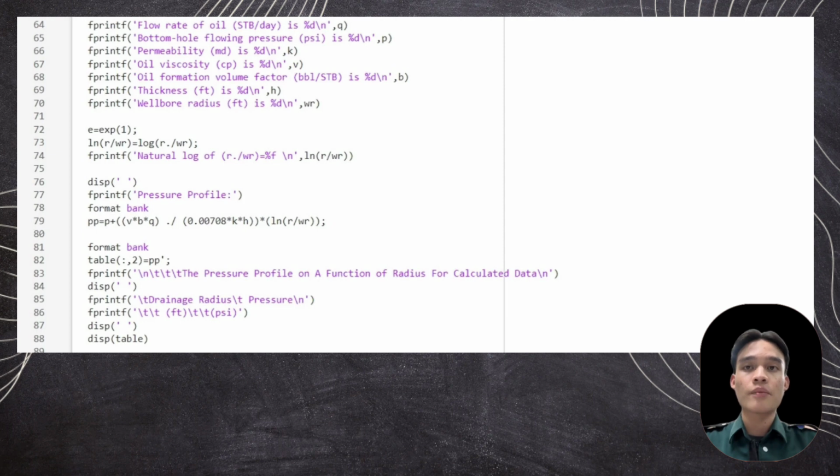Lastly, the pressure profile data will be tabulated in the second table with the code of PP. It will show the drainage data and the pressure profile data. It is the code where we use the format bank, string, fprintf, and division commands.